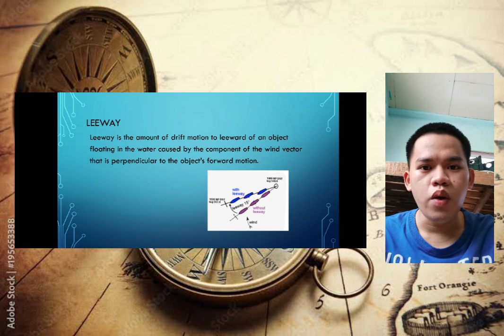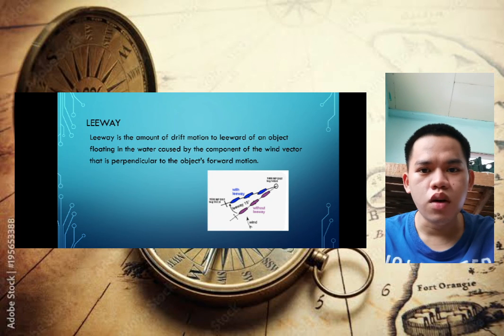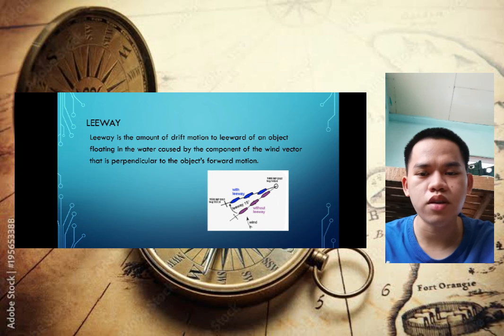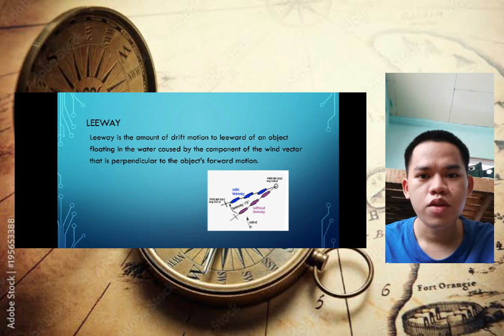The next is leeway. Leeway is the amount of drift motion to leeward of an object floating in the water, caused by the component of the wind vector that is perpendicular to the object's forward motion.